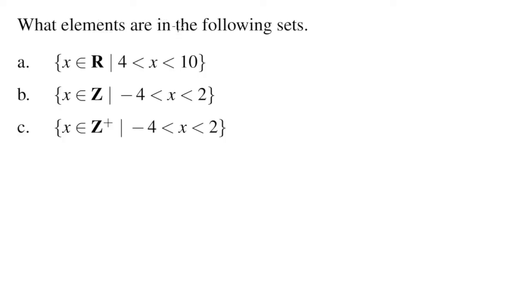What elements are in the following sets? So x is in R, so a reminder that R is the real numbers, and x is between 4 and 10. Okay, so it's going to be way too hard to list all the real numbers, so let's write it on a number line instead. It's going to be an interval between 4 and 10. Now we're going to use open circles to mark the boundaries of the interval. The open circles mean that 4 and 10 themselves are not included in the interval. Okay, so that would be the interval of elements in this set A.